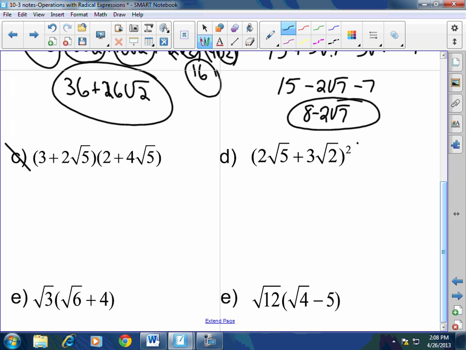What happens if you square it? What does that mean when I square a polynomial? Tell me the setup. It'd be... No. It'd be 2 square root of 5 plus 3 square root of 2 times 2 square root of 5 plus 3 square root of 2. You have to remember that this square means I am squaring the binomial. I'm multiplying the binomial times itself. Yes, sir.